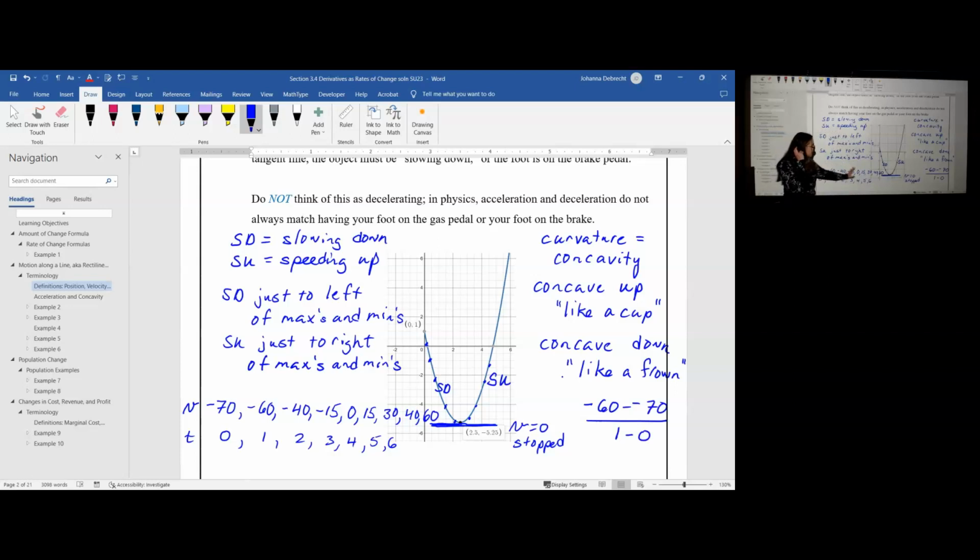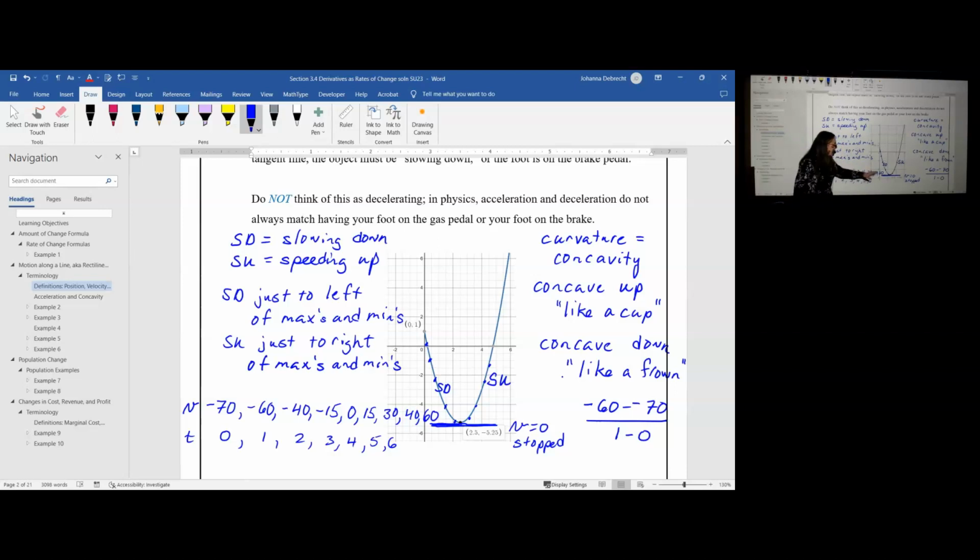If I always take the one after minus the one in front, the time in the denominator will always be positive. Notice that this double negative is going to result in a positive 70, which means I have a positive rate of change of velocity of 10 miles per minute. That means that the acceleration is positive.